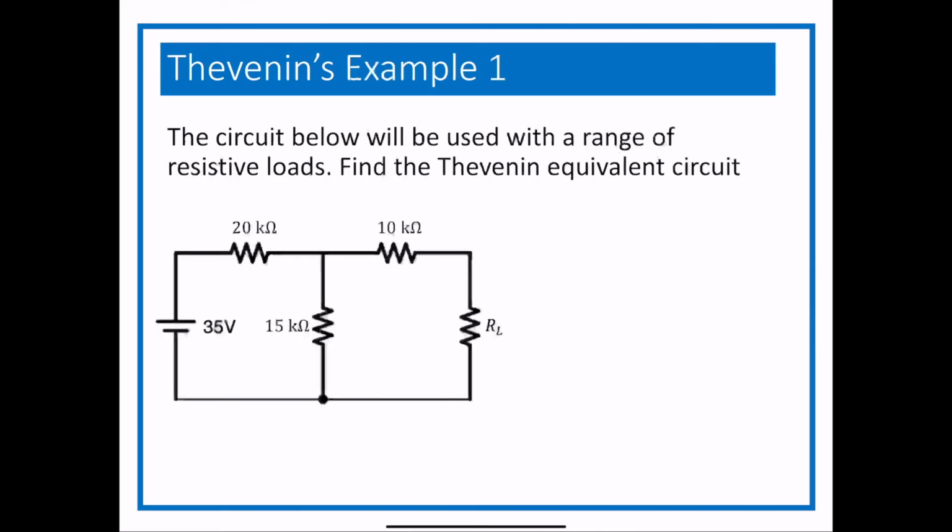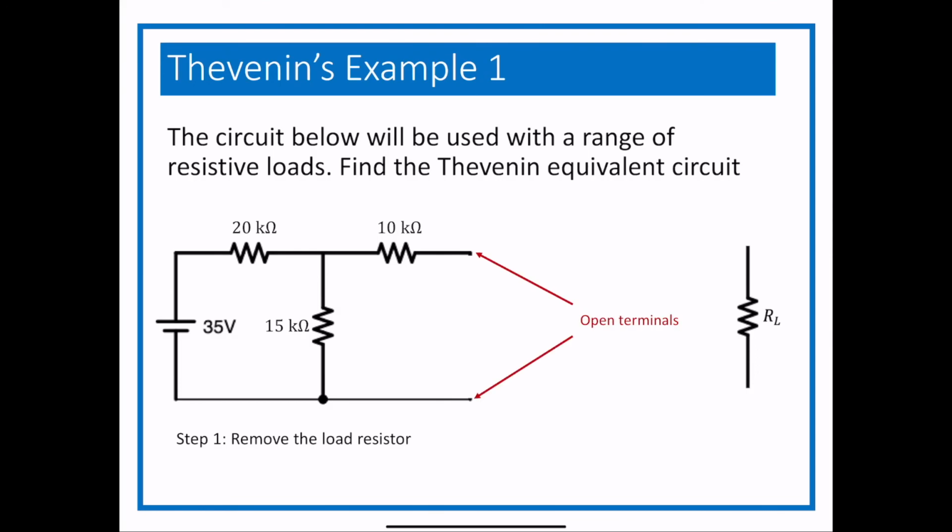So our first example is going to be looking at a circuit in which we're going to use a range of resistive loads, and we want to find the Thevenin equivalent, because otherwise we would have to analyze this a number of times. It would be kind of complicated if we were going to want to use several values of resistance. So the first thing we do is we have to take the load resistor and remove it. So that goes away, and we're left with two open terminals.